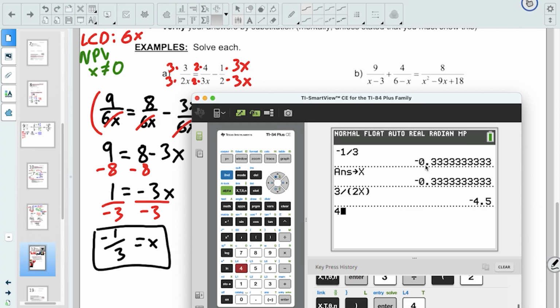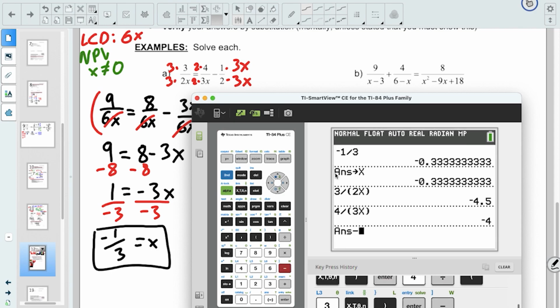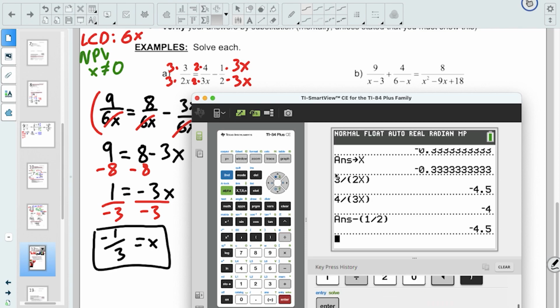So we've got 4 divided by bracket 3x, and close our bracket. And we're going to subtract 1/2. So let's go ahead and subtract 1/2, and we get negative 4.5. So we have verified that the left-hand side is equal to the right-hand side.